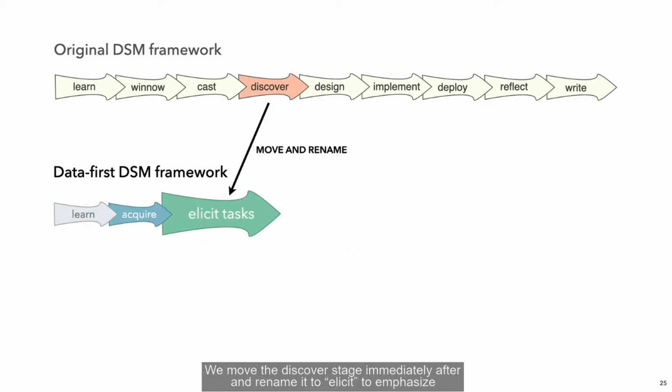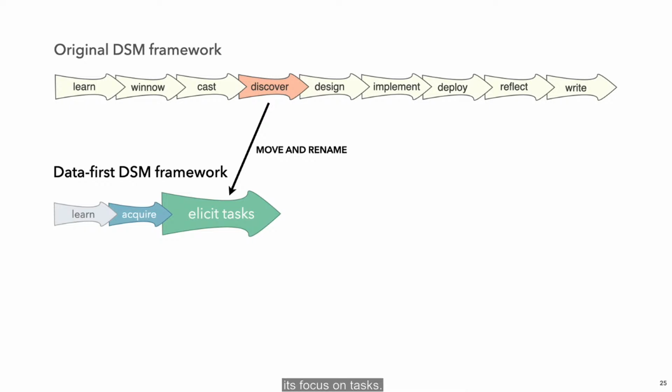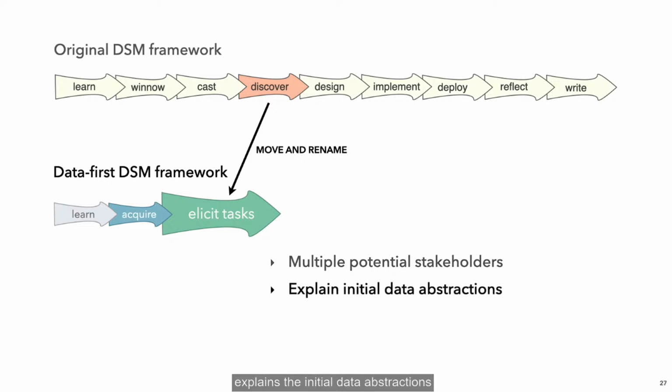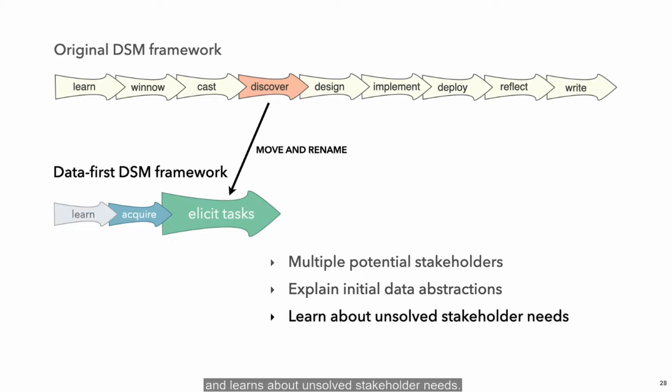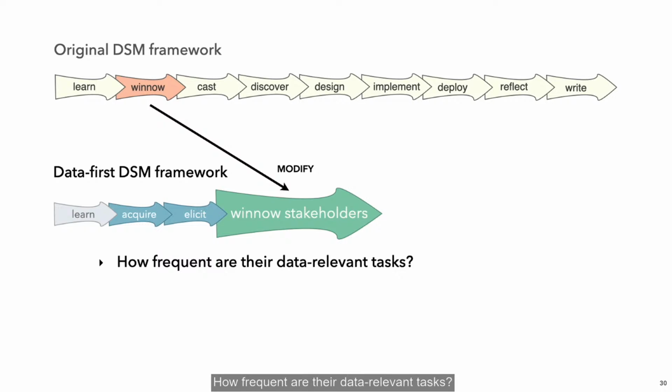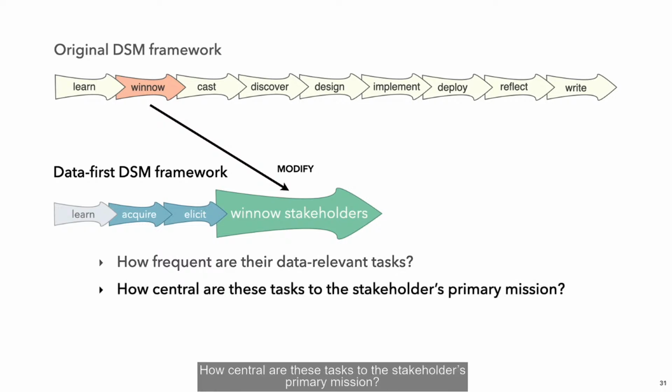We move the discover stage immediately after and rename it to elicit, to emphasize its focus on tasks. The visualizer reaches out to multiple potential stakeholders, explains the initial data abstractions, and learns about unsolved stakeholder needs. The goal of the winnow stage is to assess and prioritize potential stakeholders. How frequent are their data-relevant tasks? How central are these tasks to the stakeholder's primary mission?